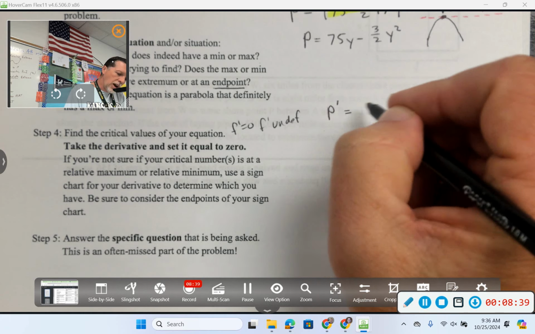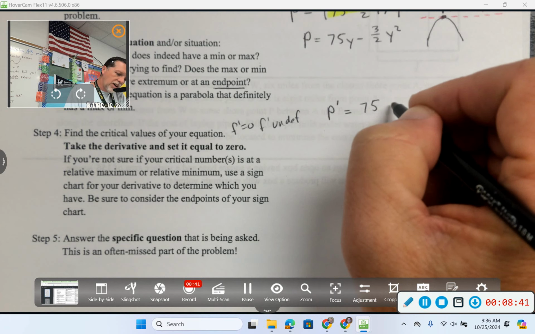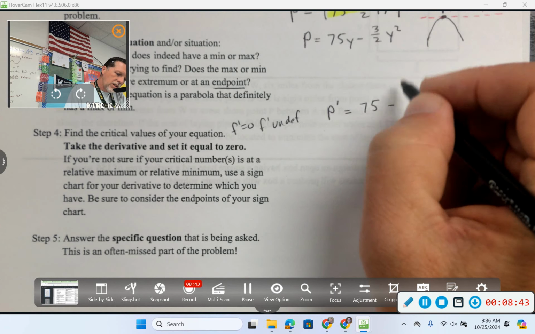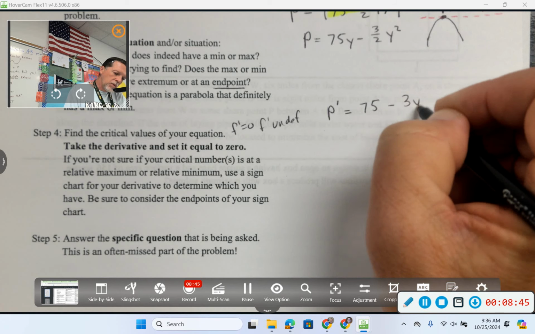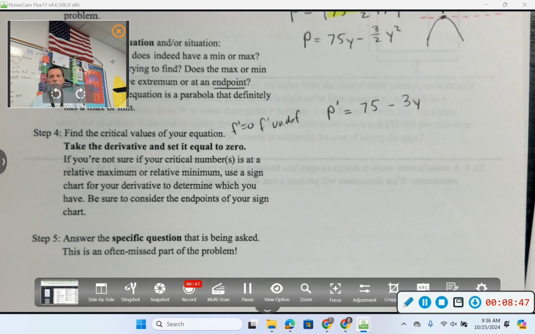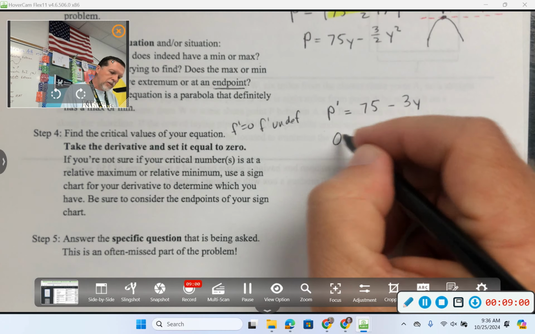So p prime is 75 minus 3y, because we're taking a derivative with respect to y. This is a little bit weird. We usually take it with respect to x. But you guys solved and got rid of the x, so we're taking it with respect to y. Set that equal to 0.